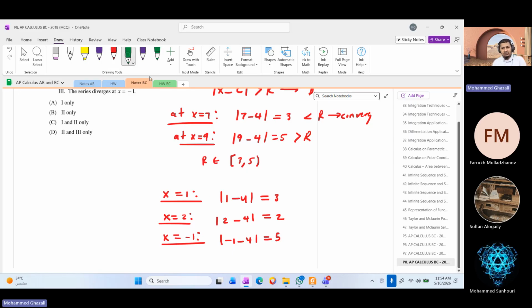Now, remember these values, the 3 and the 5, lie on the boundary of the radius of convergence. They lie on the boundary, so it may converge or it may diverge. And this one here also lies on the boundary, so it may converge or diverge. Okay, so those two things here, wait 1 second.